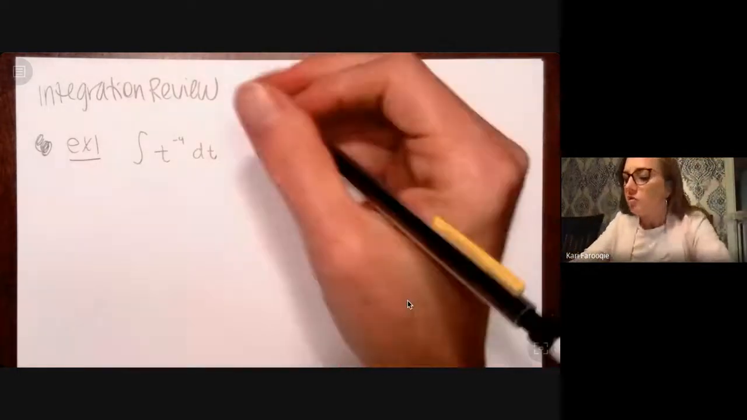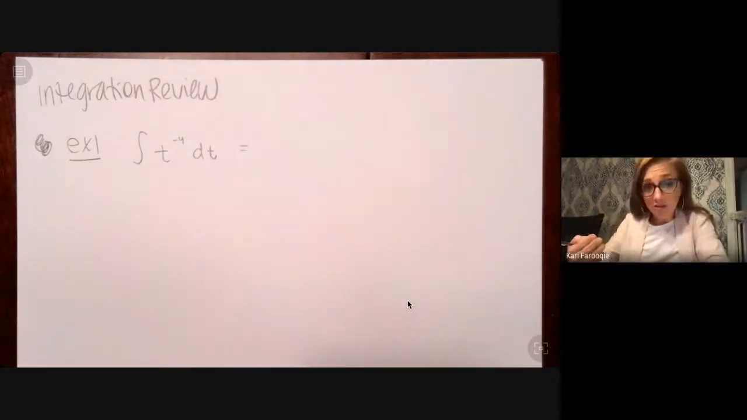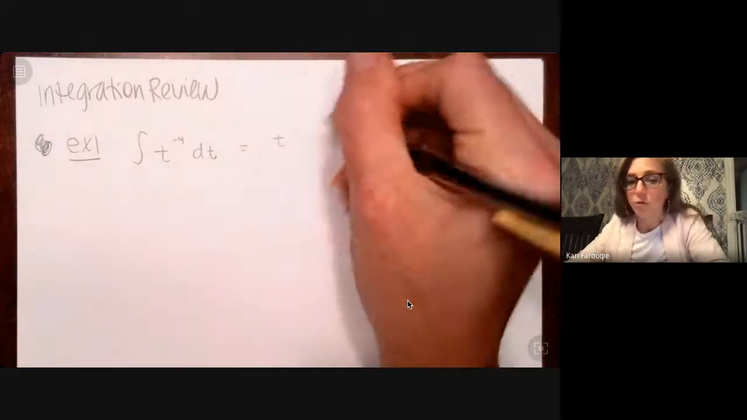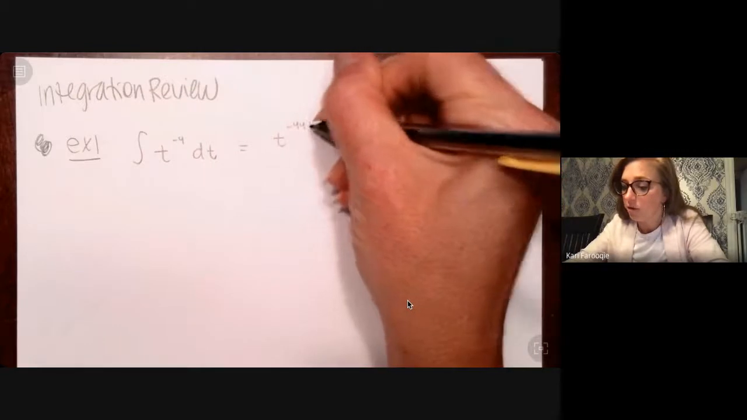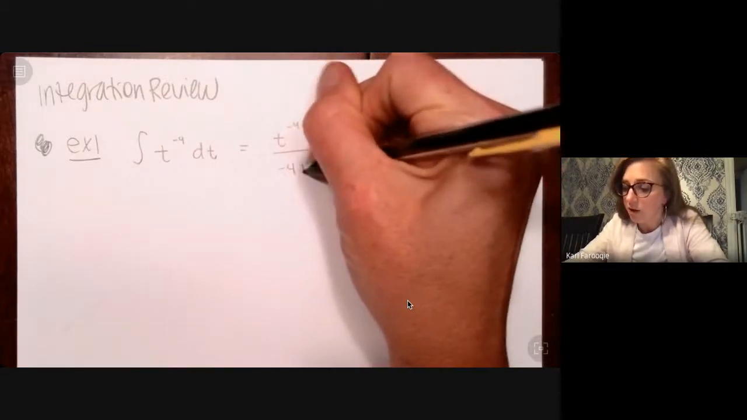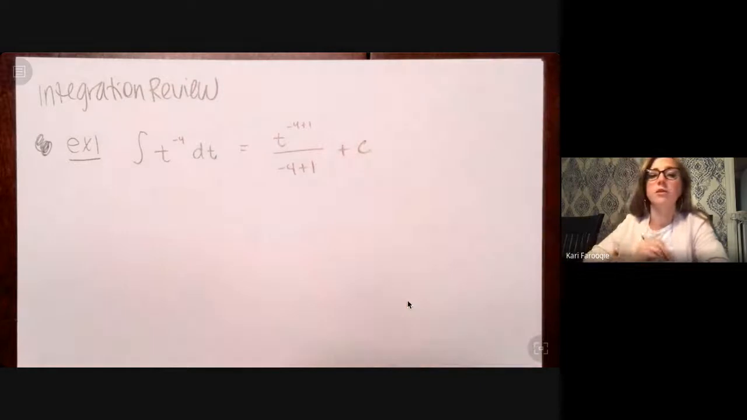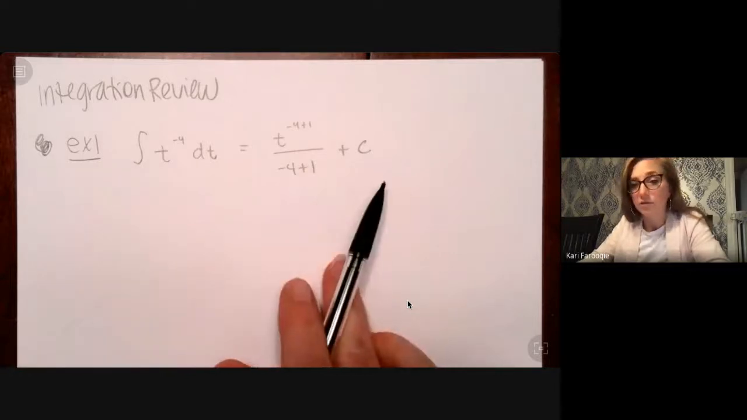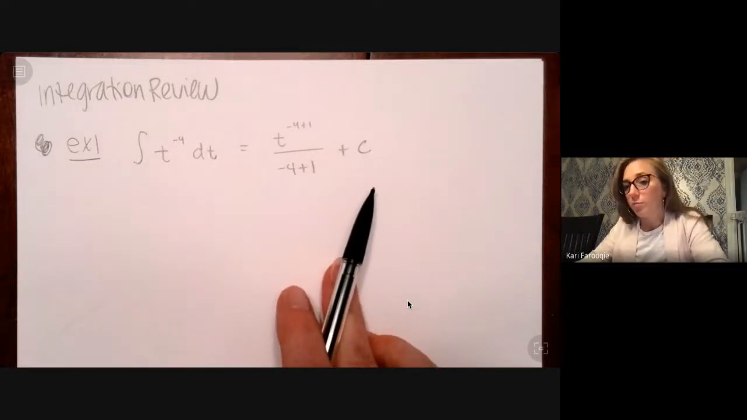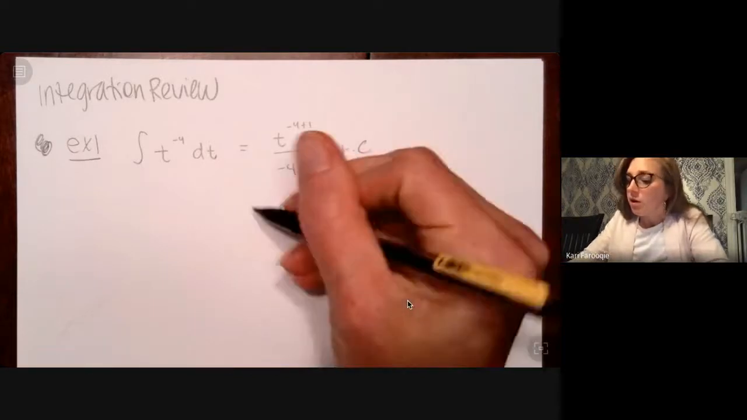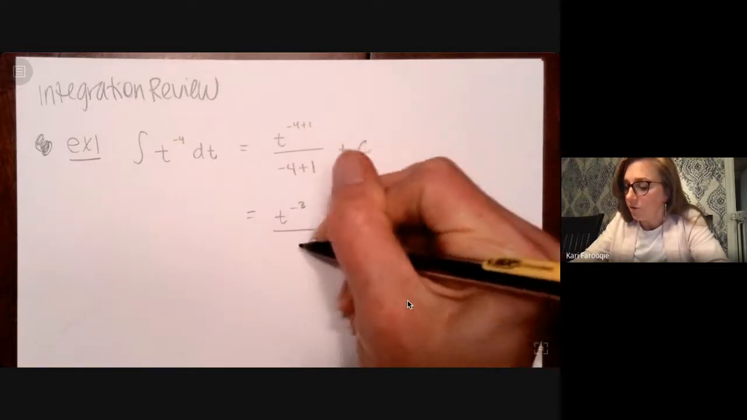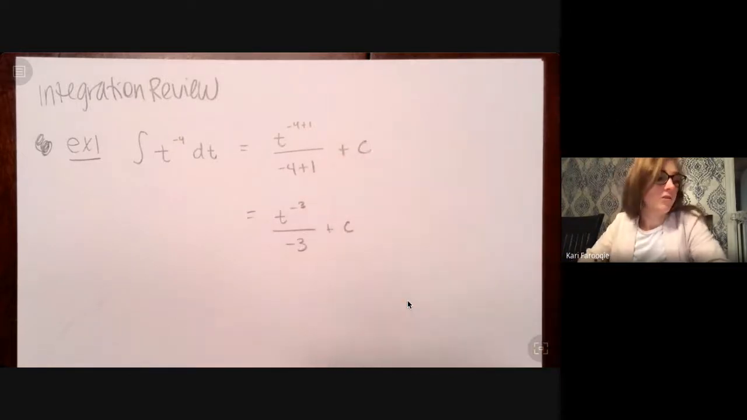All right, so remember when we're integrating, you increase the exponent by 1 and you divide by the new exponent. So instead of t to the -4th, well, t to the -4th plus 1, and then you'll divide by the new exponent. And don't forget that when you're integrating with an indefinite integral, that means you don't have the upper and lower limits of integration. You have to add c, which is this constant of integration. And then you'll simplify. So this is t to the -3rd divided by -3 plus c.